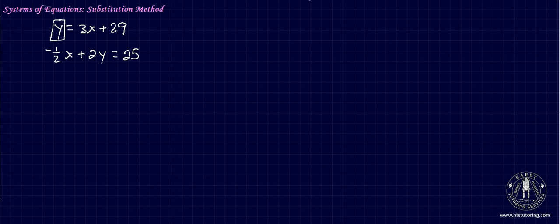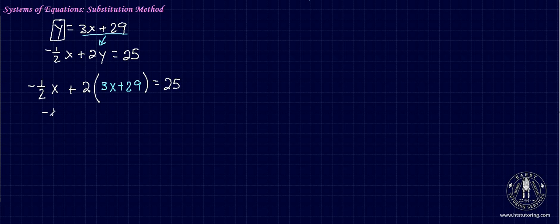So we're going to take this 3x plus 29 and plug it in everywhere we see a y in the other equation. So let's go ahead and do that. So we'd have negative 1/2 x plus 2 times... Now, whenever you substitute in for a variable, not just in systems of equations, anytime you're substituting in for a variable, put it in parentheses. No matter what, put it in parentheses. So we have 2 times the expression 3x plus 29 equals 25.